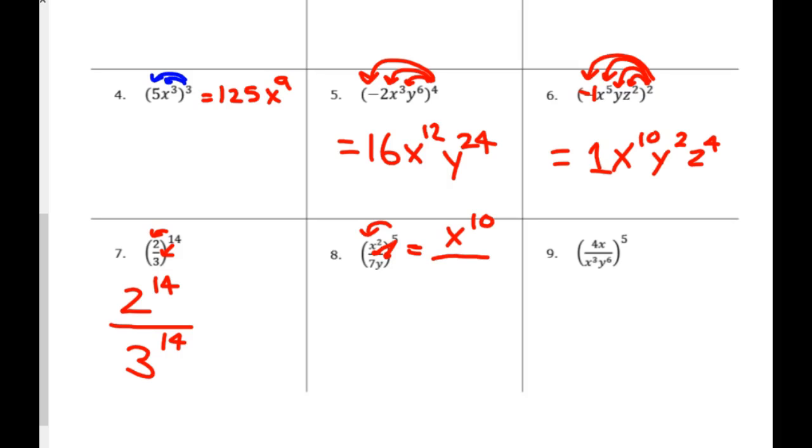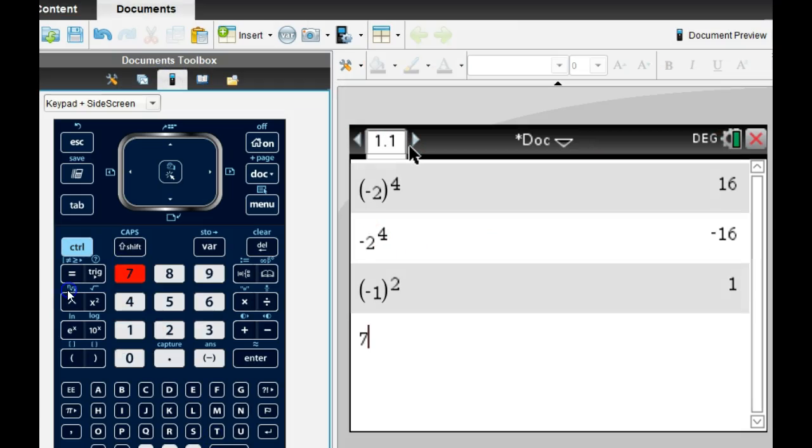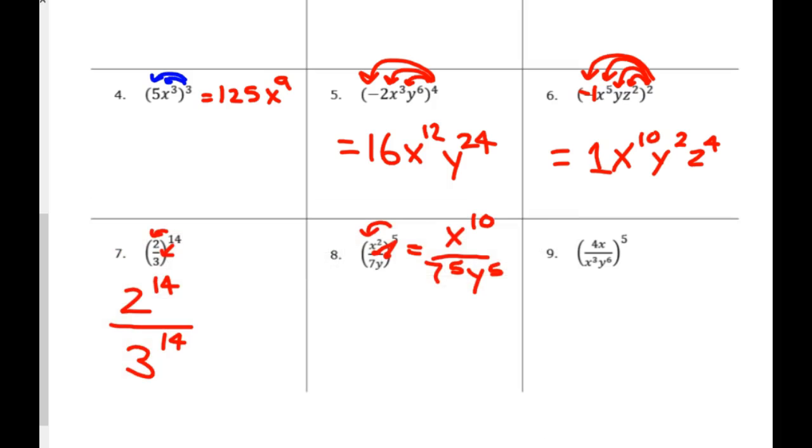over, now, 7 to the power of 5. And then y to the power of 5. Now, could we figure out what 7 to the power of 5 is? Of course, 7 caret 5. 16,807. Okay. You could write that instead, but again, I'm trying to keep this simplified.